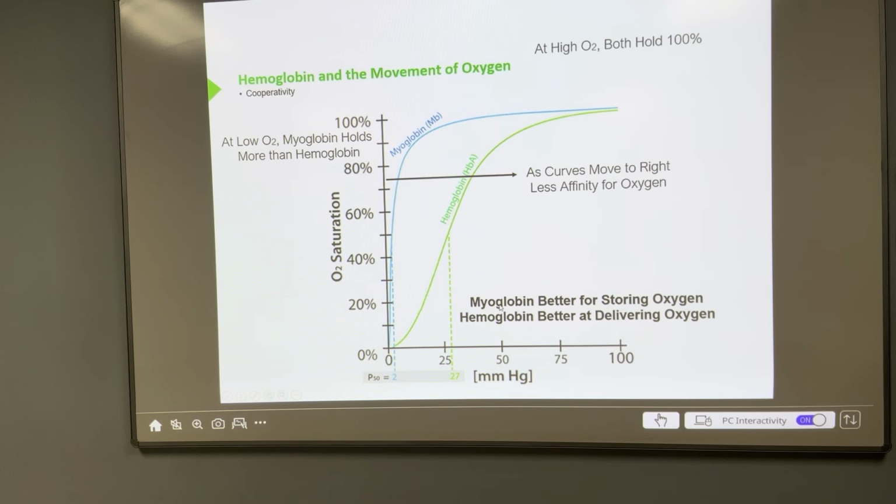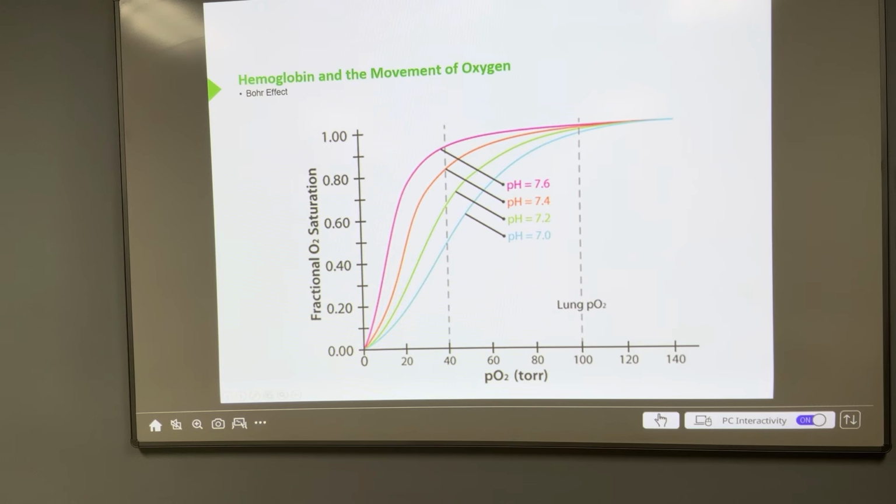Everybody look, does everybody see where my mouse is? Myoglobin is better for storing oxygen, while hemoglobin is better for delivering oxygen. You're going to see that on the exam. Myoglobin is better for storing oxygen. Hemoglobin is better for delivering oxygen.